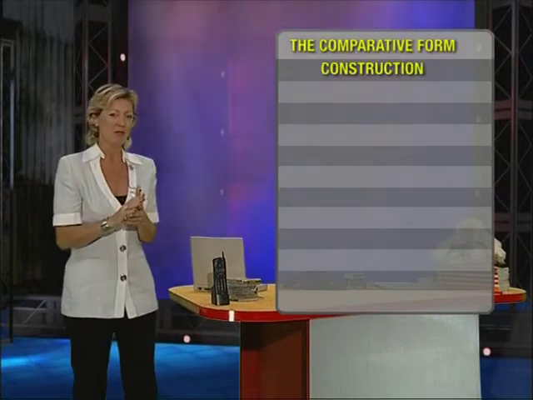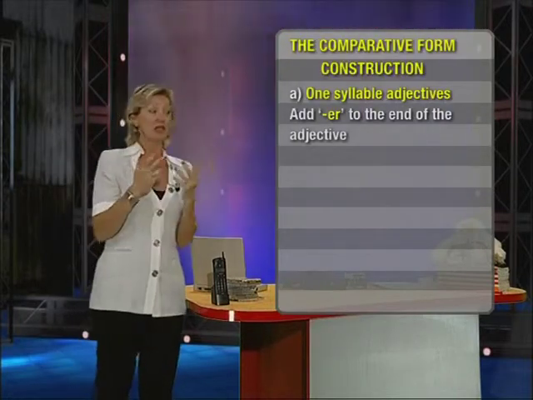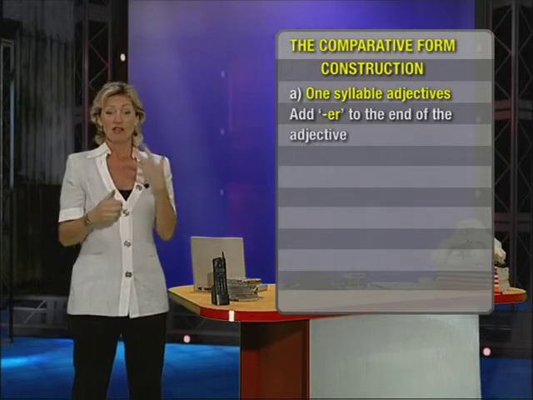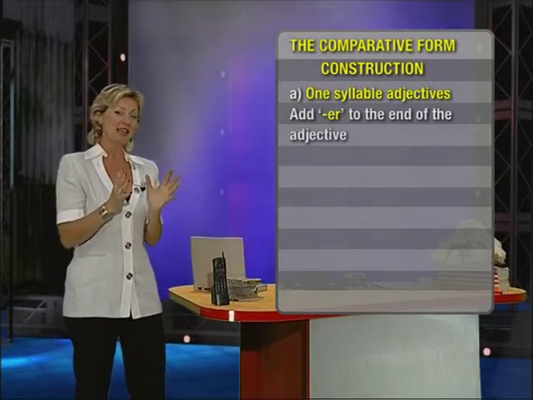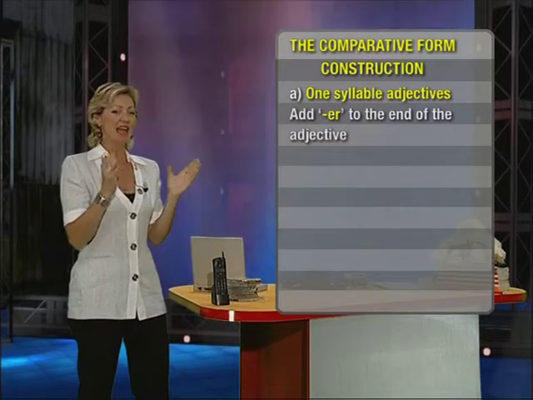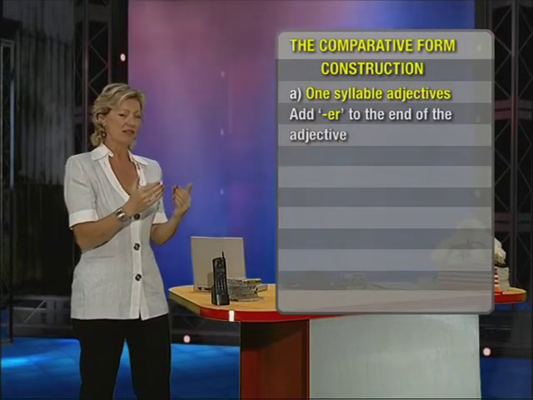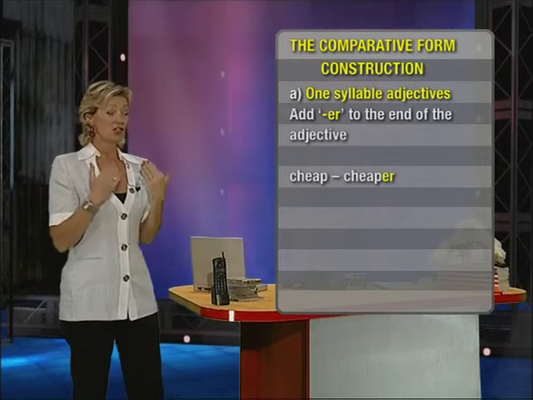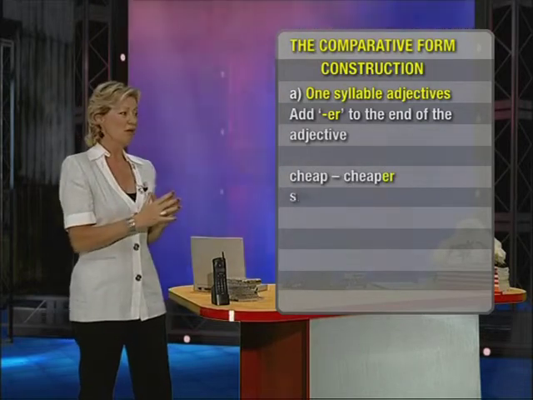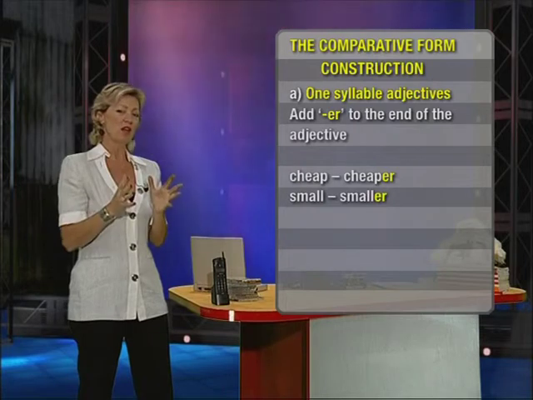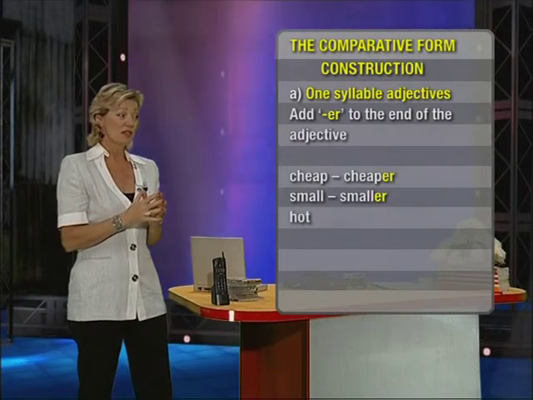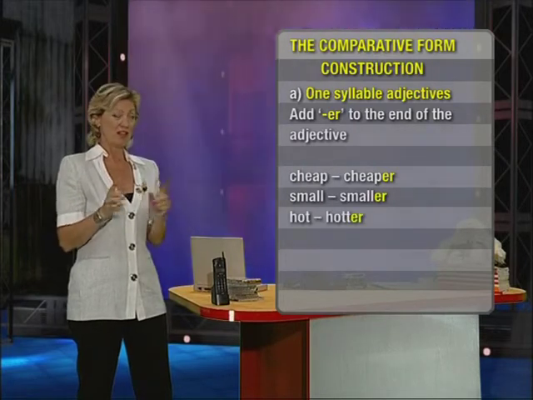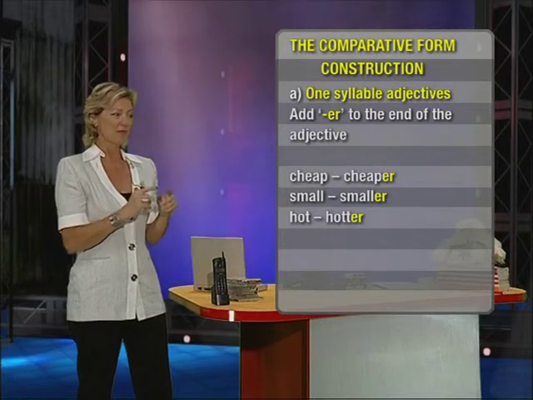English. All right? If you have a one-syllable word, you remember one-syllable words like cheap, small, hot, high, then to make the comparative, it's easy. We add ER to the adjective. So cheap becomes cheaper. Small becomes smaller. Hot becomes hotter. Notice we double the T.